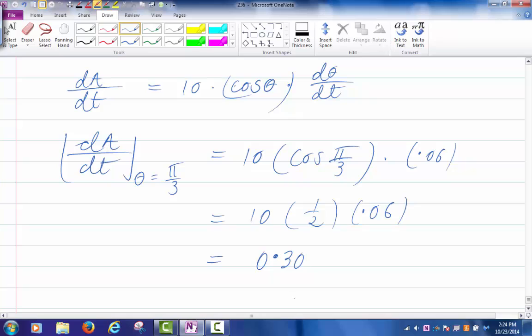And what would be the unit? We are given in meters, right? So it will be meters squared, and is the time in seconds? So that's what we would get.